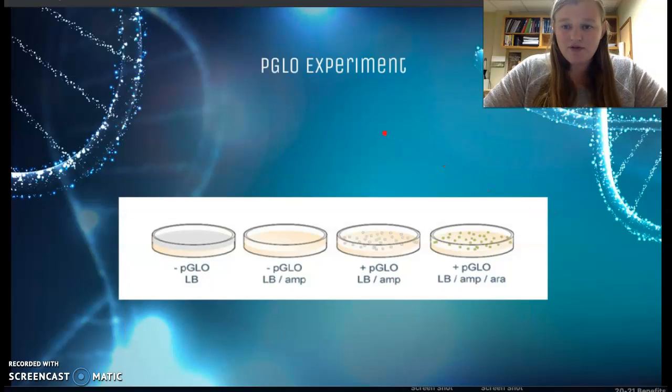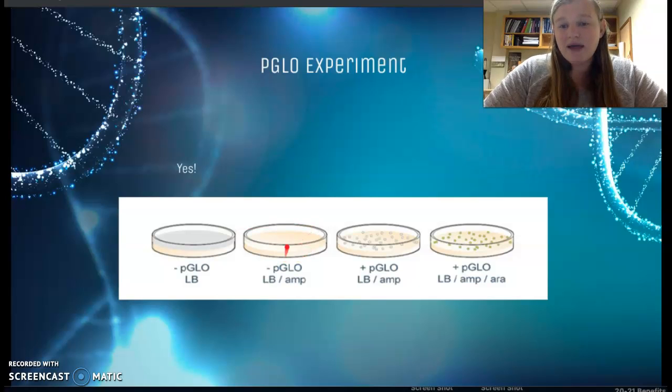So if we go back to that pGlow experiment, this is why the arabinose promoter is really important. If we grow cells that did not get the pGlow gene here on LB, which is where bacteria grow, they will grow. Right? We haven't done anything to these bacteria to make it so they won't grow under normal circumstances. So yes, we get bacteria growth in this.